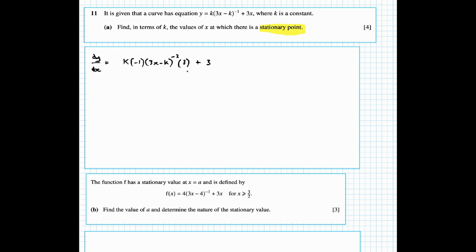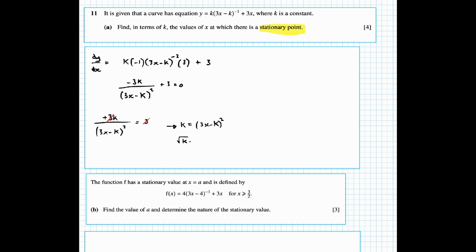So it's times 3. The inside part is 3 when you differentiate. So we should end up with minus 3k times 3x minus k to the minus 2. You can put the minus 2 underneath. So minus 3k all over 3x minus k squared plus 3 equals 0. Move the 3. You can cancel out the 3 as well. 3k is equal to 3, so you can cancel that 3 as well on the numerator. And so we get k is equal to 3x minus k squared.